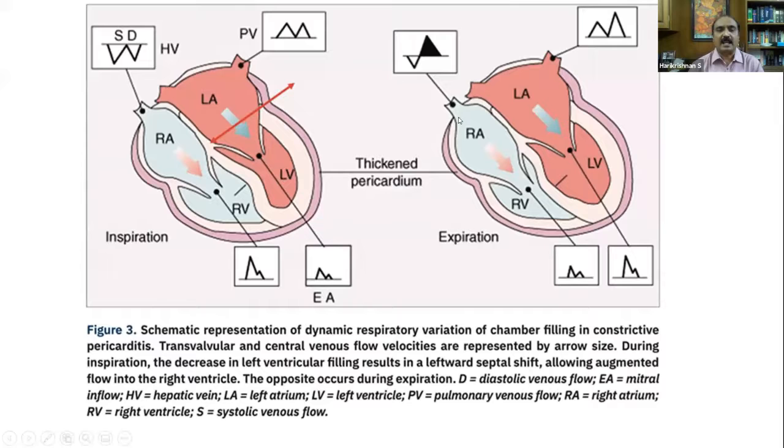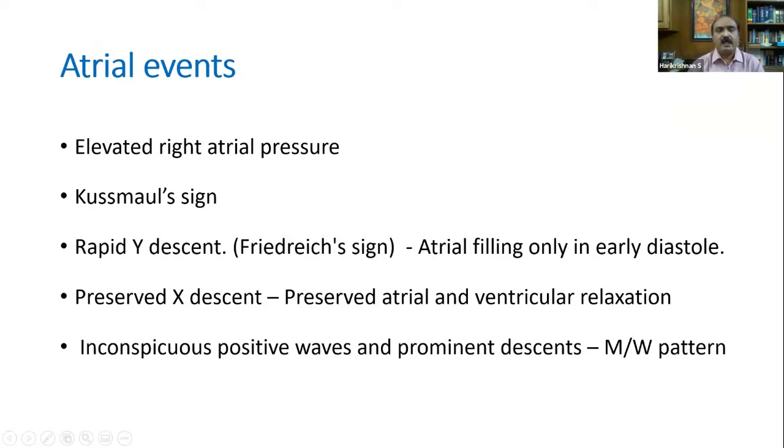So this is what it looks like graphically. You can see that in inspiration, the septum shifts to the left side. In expiration, the septum shifts to the right side. But we will see what are the events, atrial events: elevated right atrial pressure, the Kussmaul sign, rapid Y descent or the Friedreich sign, because the atrial filling occurs only in early diastole.